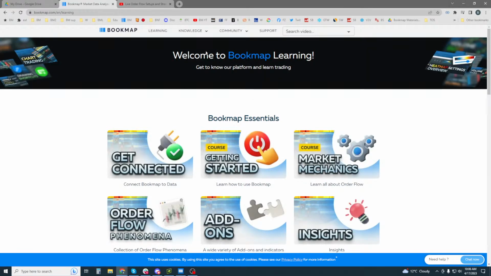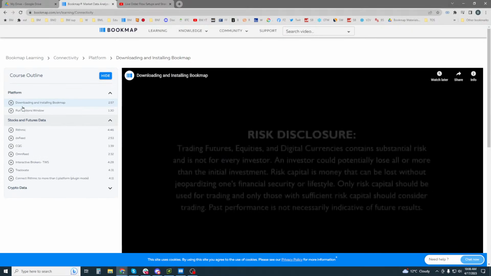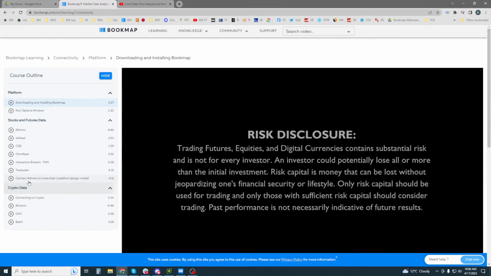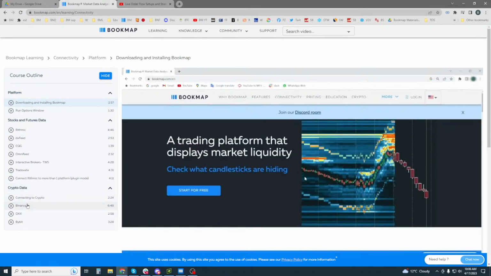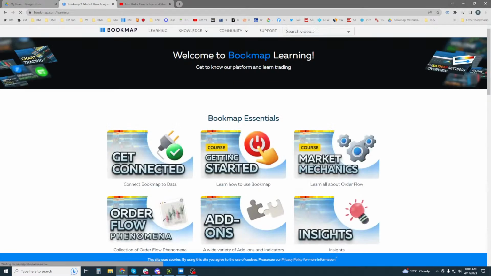And then in here, we just put all of this together, and it's a centralized area for all of your Bookmap learning needs. We have Get Connected here. There are many videos in here on stocks, futures, the platform in general, cryptocurrencies, how to connect to these various data providers in here. So that's one resource right off the bat.